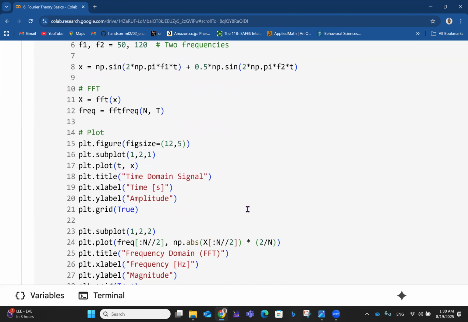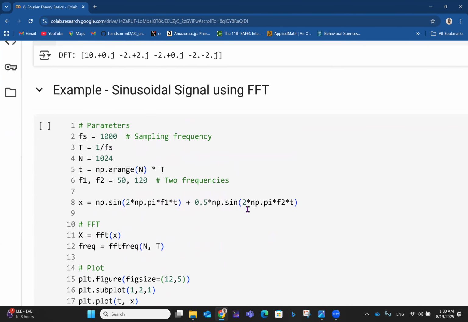Then let's talk about a sinusoidal signal using FFT now. So in this case, we have the sampling frequency 1000. So the period now will be 1 over the sampling frequency. The number of harmonics is 1024. T is np.arange n multiplied by the period. So you have a range of value n, so this n here, right? And then you have frequency 1, frequency 2, that's 50 and 120. So we have two different frequencies we want to use on these things.